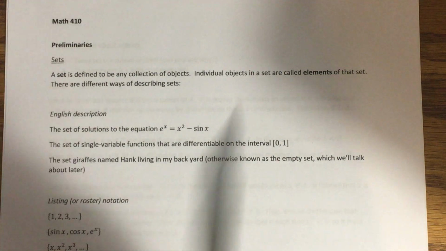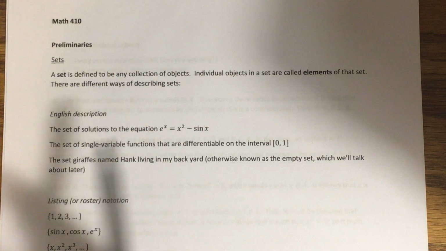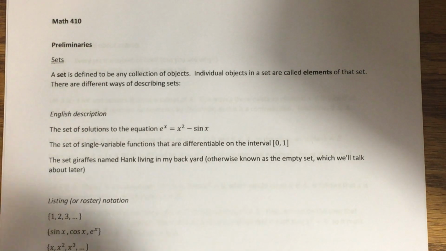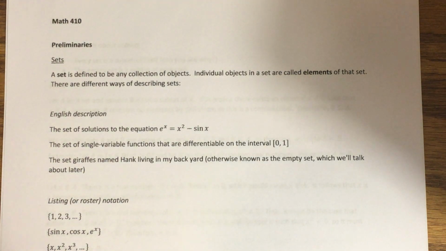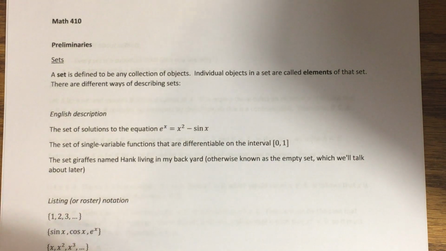But sets come in all different varieties. Intervals of real numbers are sets. They have an infinite number of numbers in them, typically. But the actual definition of a set is actually much more general than that. A set is defined to be any collection of objects, and that's very vague, and that's intentional because we want the definition of a set to be general enough to allow us to do lots of different things with this idea. Individual objects that are contained in a set are called elements.